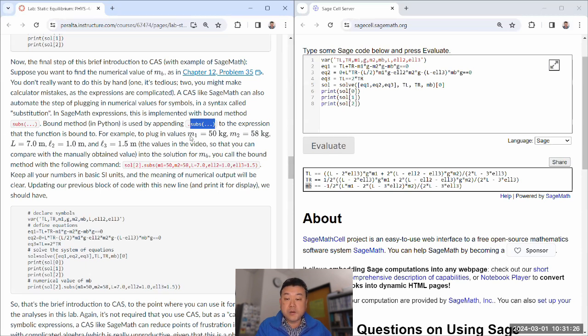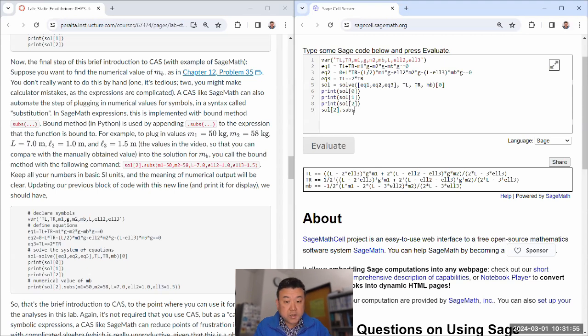For example, to plug in values, these parameters, the values in the video, so that you can compare them with the manually obtained value into the solution for MB, you call the bound method with the following command. So you have a reference to the object, sol2, that basically refers to this expression that we are printing just before. And that expression will have a bound method, subs.